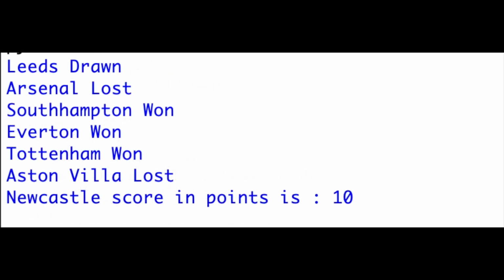Here we can see the output of the program. We have the opposition name and the status of the match. So the Leeds match was drawn, the Arsenal match was lost, the Southampton match was won, Everton won, and so on. And the Newcastle score in points is 10.